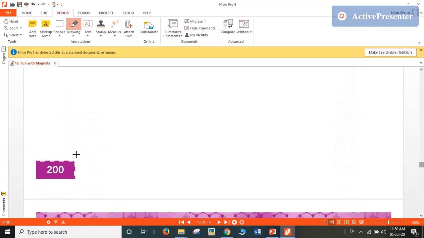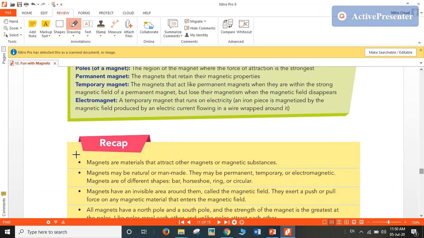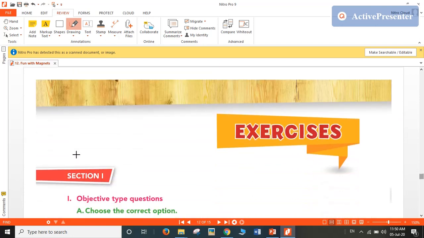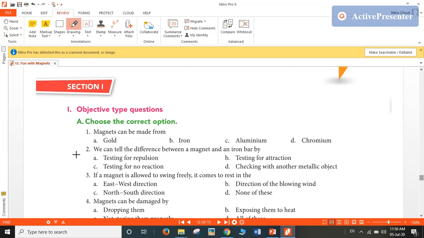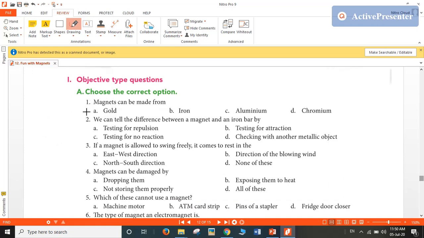Now let's move on to textual exercise. Choose the correct option. Magnets can be made from iron.